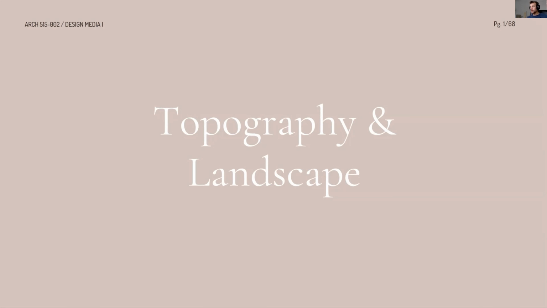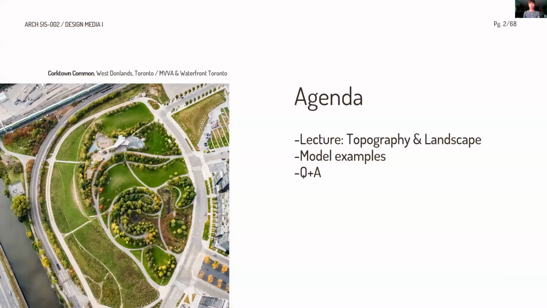So I thought today that I could expand on some of the examples that Paul gave yesterday when he introduced exercise 3, and just talk a little more in depth about topography and landscape. So first I'll just go through this lecture, and then I will show you guys some examples of materials and models, and then I'll leave some time at the end for questions.